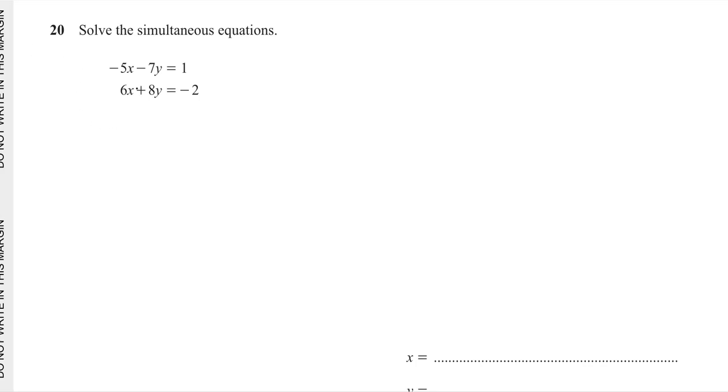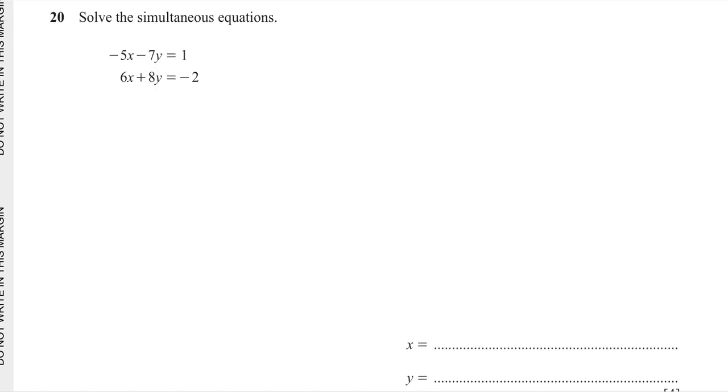Question number 20. Solve the simultaneous equations, where we have negative 5x minus 7y equals 1 and 6x plus 8y equals negative 2. So let's use the elimination method. Let's give them names first. This is equation 1, and this is going to be equation number 2.